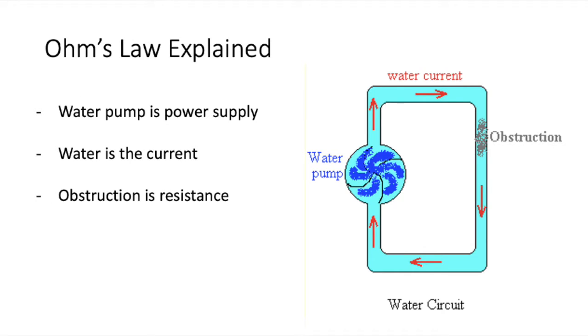To explain Ohm's law, we can use this diagram of a water circuit. The water pump acts as a power supply, pushing the water, i.e. the current, around the circuit. When the water pump has a higher power, it can push the water around the circuit at a greater rate. However, when the water approaches an obstruction, i.e. the resistance, the flow of water reduces. This same principle occurs within an electrical circuit.